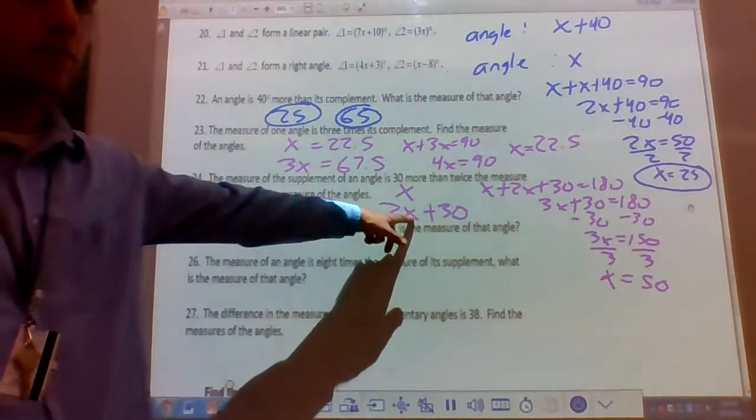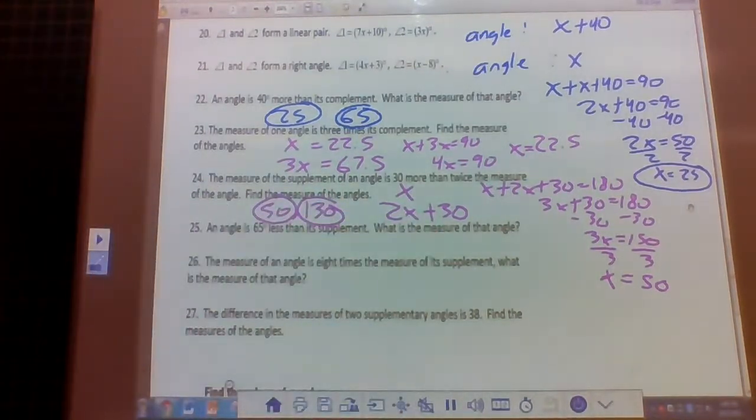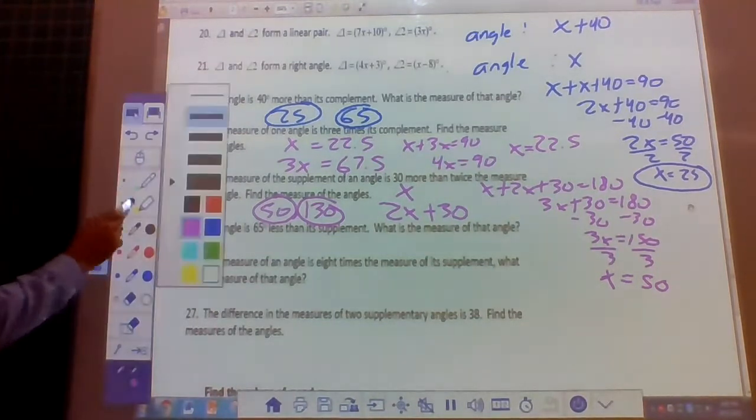Okay, 2 times 50 is 100. 100 plus 30 is 130. Okay, the next one here.